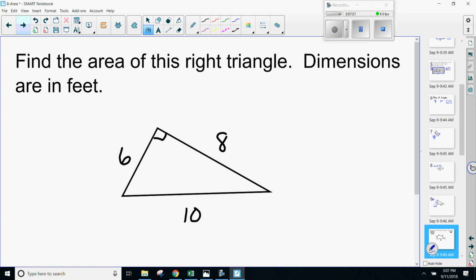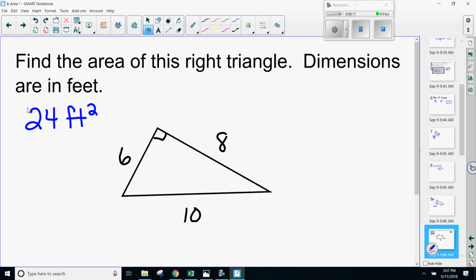Find the area of this right triangle. Dimensions are in feet. You get 30 seconds with a partner. Go. William, your answer? You said it correct. 24. 24 square feet.